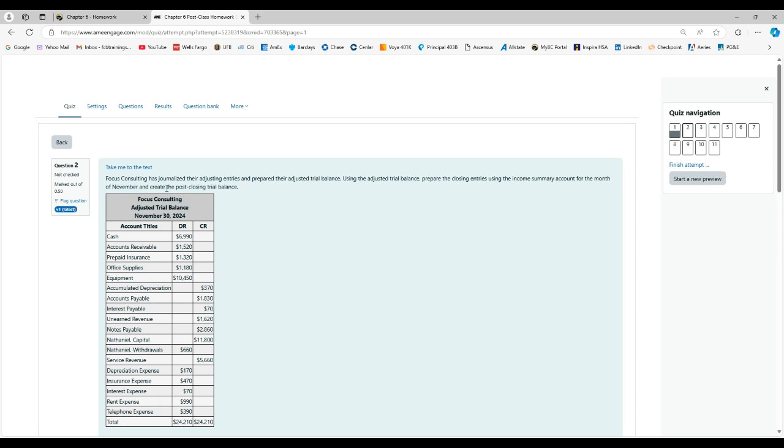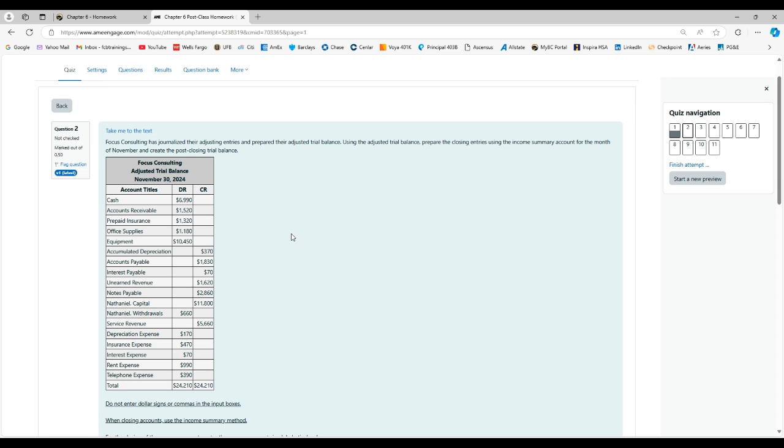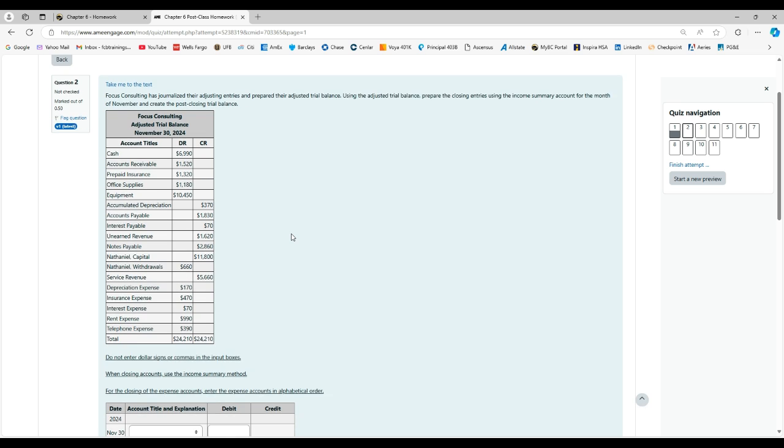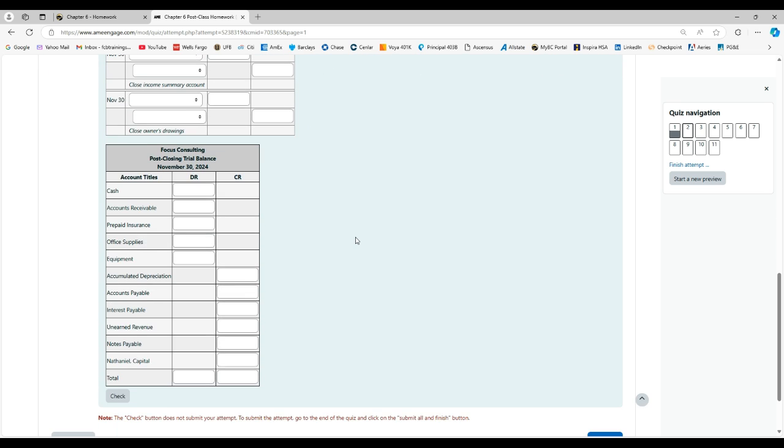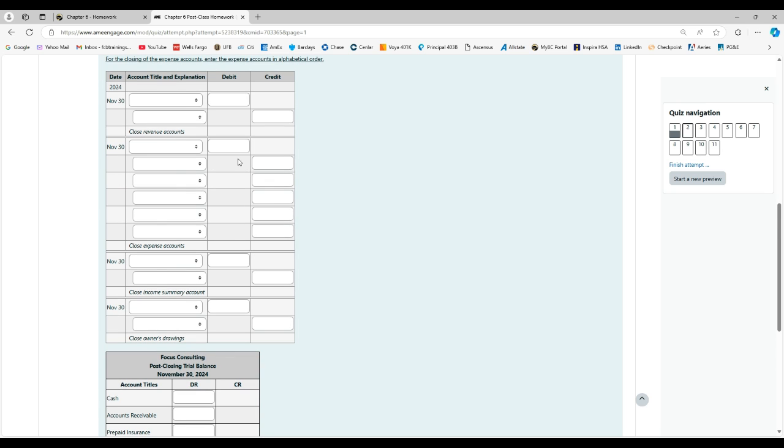Okay, so question number 2. This company, Focus Consulting, has journalized adjusting entries. We've got an adjusted trial balance. We're going to prepare the closing entries using the income summary account for the month of November and create the post-closing trial balance. So now you can kind of see the journal entries here.